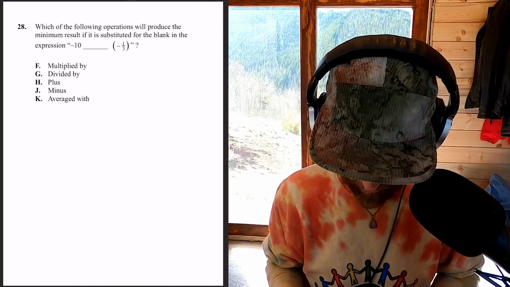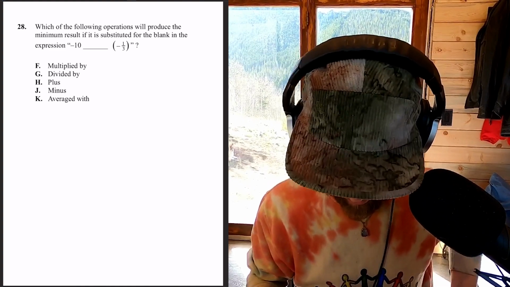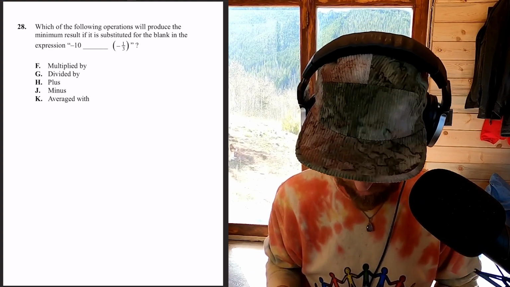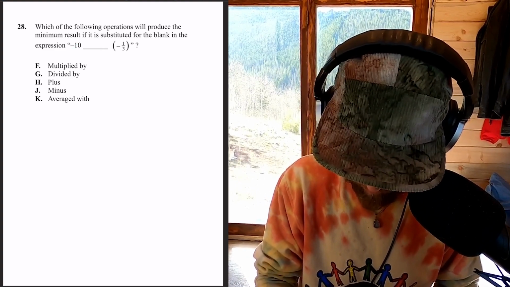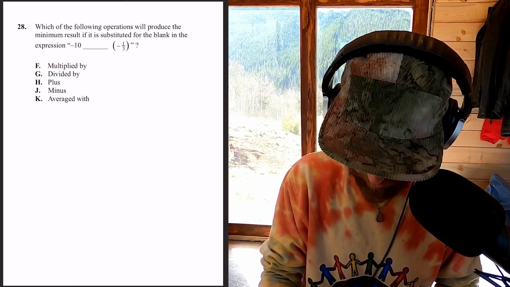Which of the following operations will produce the minimum result if it is substituted for the blank in the expression? -10 blank -3. All right, we want the minimum result, so the lowest possible number. In fact, the most negative number we can get. So negative multiplied by a negative is going to give us a positive. So that's not it.